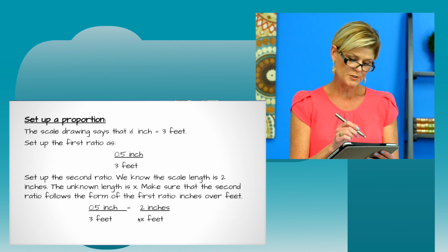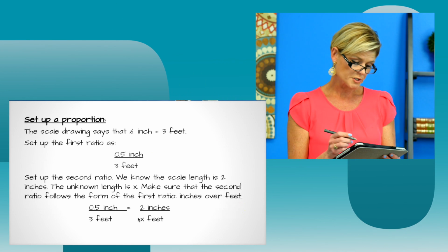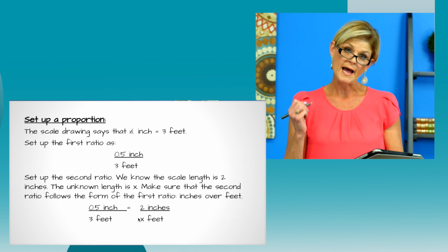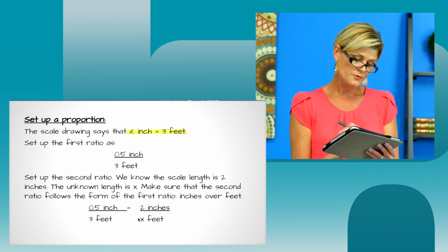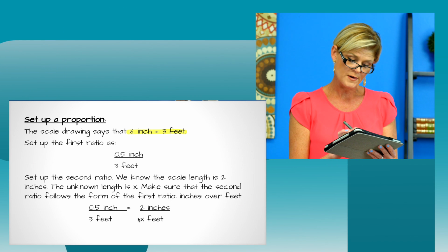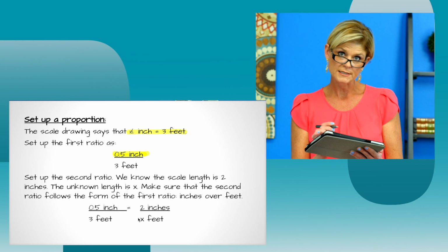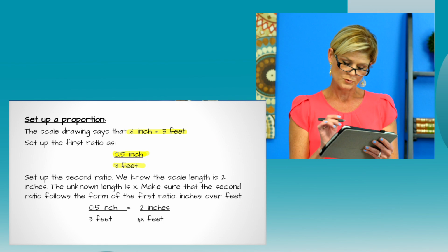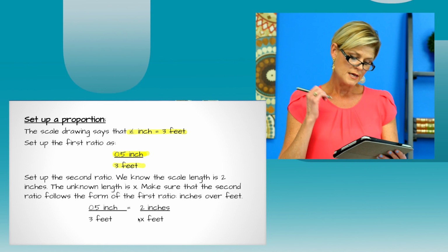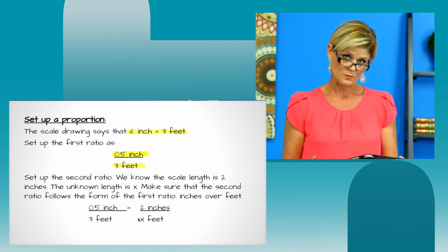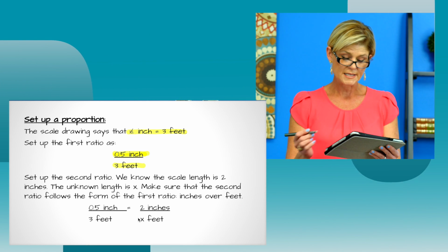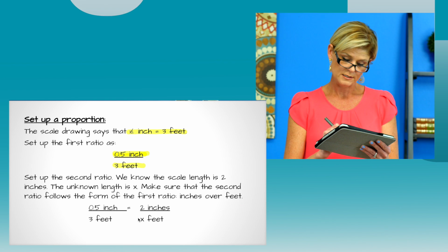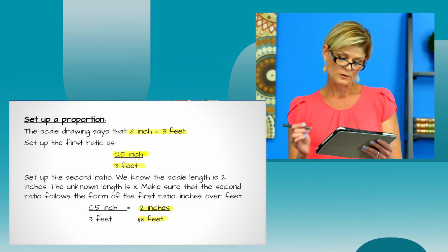All right, so first thing we're going to do is set up a proportion. The scale drawing says that 1/2 inch equals 3 feet, right? So the first ratio will be set up as 0.5 inches, we've converted that to a decimal, over 3 feet. That's our first ratio. Then we're going to set up the second ratio. And we know that the scale length is 2 inches, and the unknown length is x. There's our second ratio.